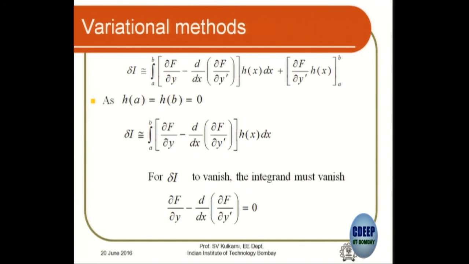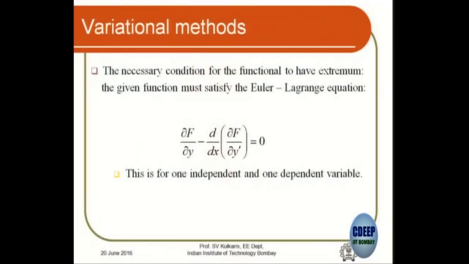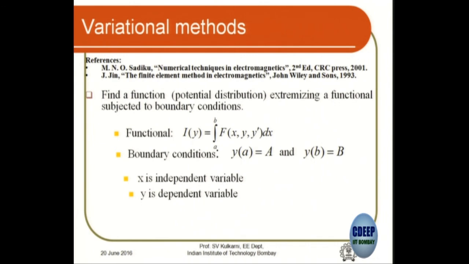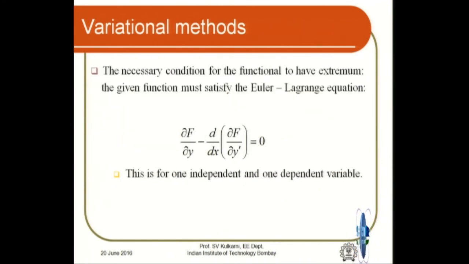I thought it is important for you to understand this. So at some point in your academic career you may come across this kind of thing. The necessary condition for a functional to have an extremum is that the given function must satisfy the Euler-Lagrange equation. See, f is the function in this equation, I is the functional, which is representing the energy. So the given function f should satisfy what is known as the Euler-Lagrange equation.